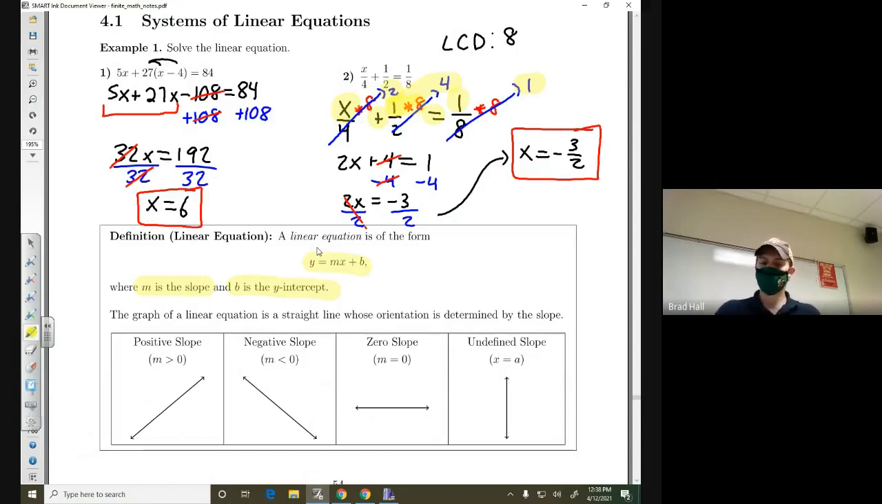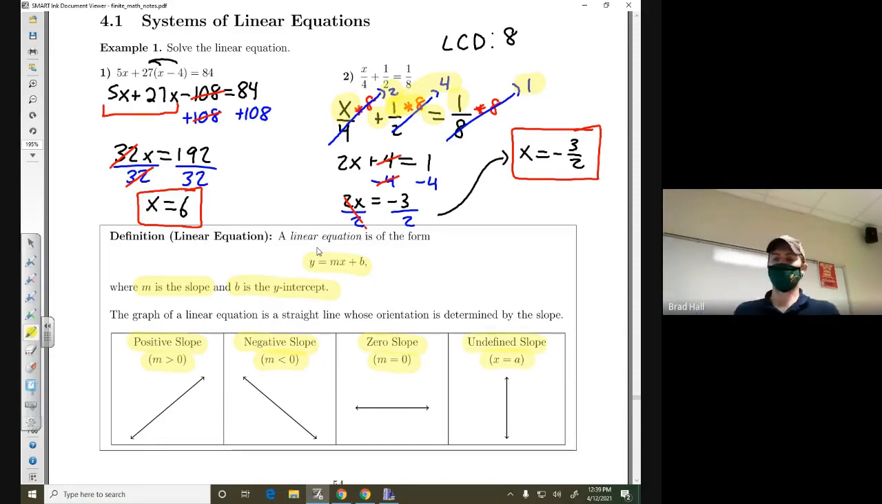The slope, based off of whether it's positive or negative, will determine how the corresponding line is slanted. Positive slope, which means m is greater than 0. Notice how the slant goes upwards from left to right. Negative slope is the complete opposite. Well, you could have a zero slope as well. A zero slope just means not positive or negative. It's completely horizontal.